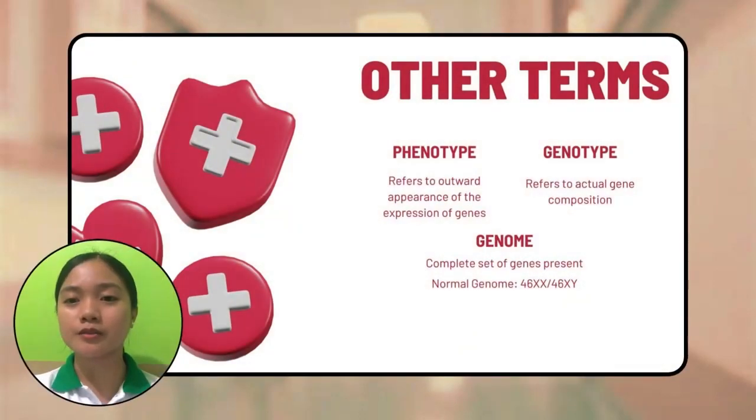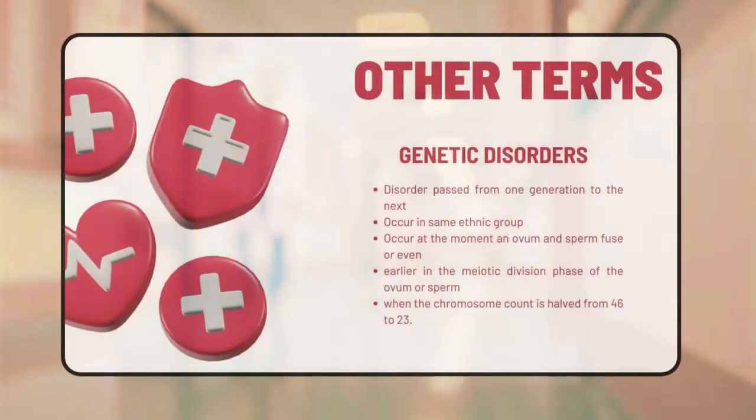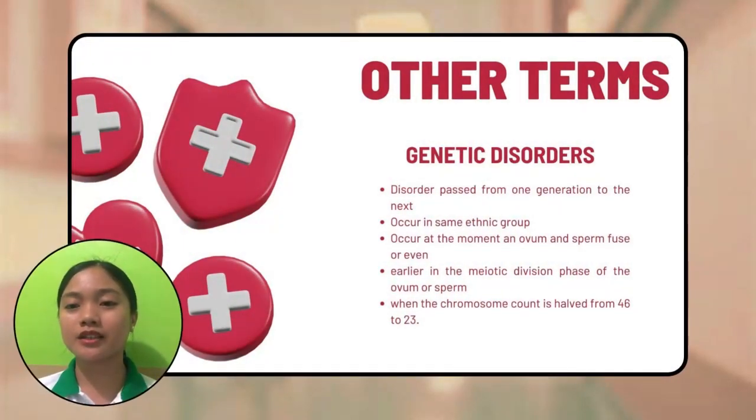We also have other terms like phenotype. This refers to the outward appearance or the expression of genes. We also have genotype. This is the actual composition. The genome is the complete set of genes, and the normal genome is 46XX or 46XY. We also have the term genetic disorder. This means that this condition could be passed from one generation to the other.